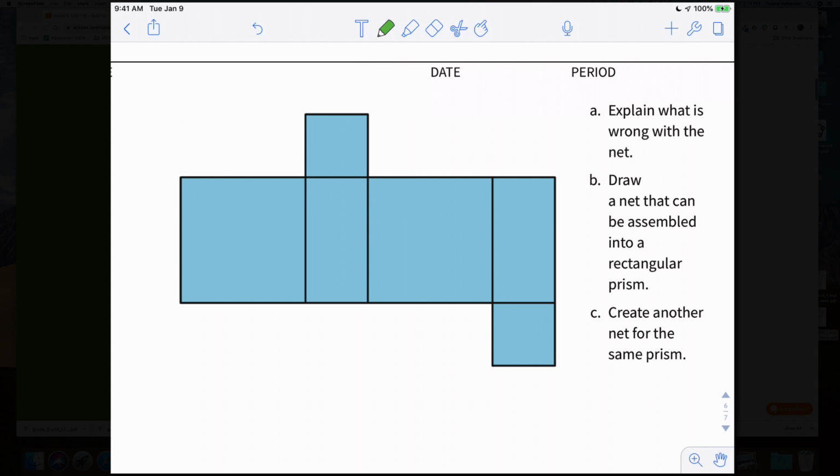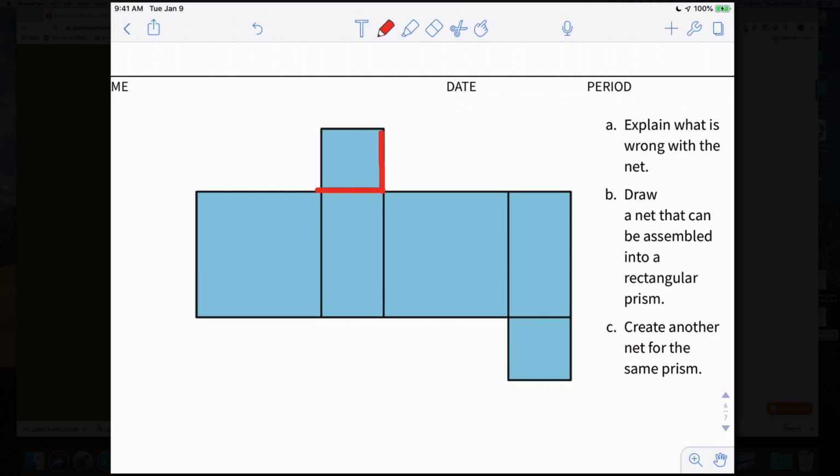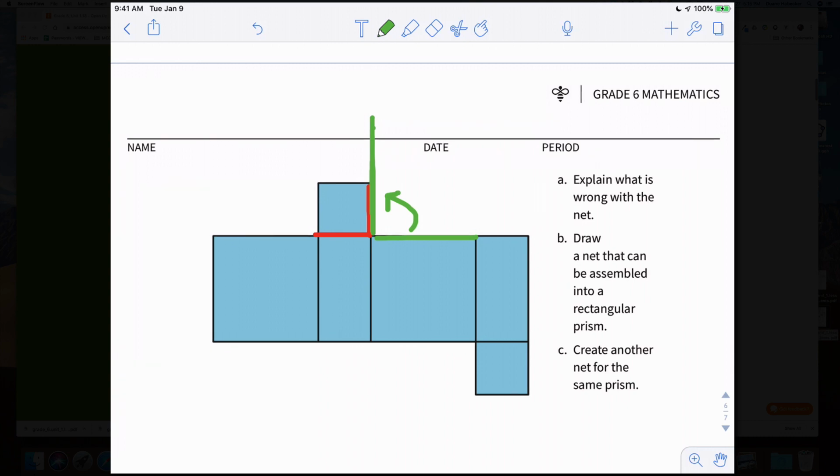So if you think about it, this square right here is our clue. When this edge, I'm going to do it in a different color, when this edge wraps around, it's going to extend much further than it's supposed to. So that's our inaccuracy: this edge is going to extend further than it's supposed to, and this edge extends further than it's supposed to. And so that's what's wrong with it.